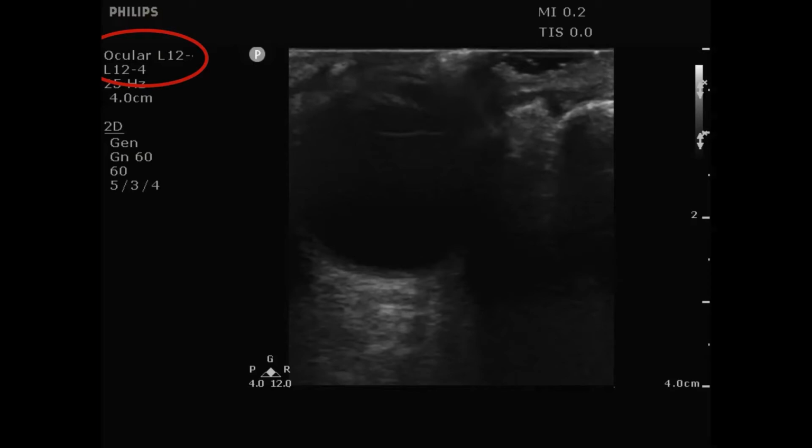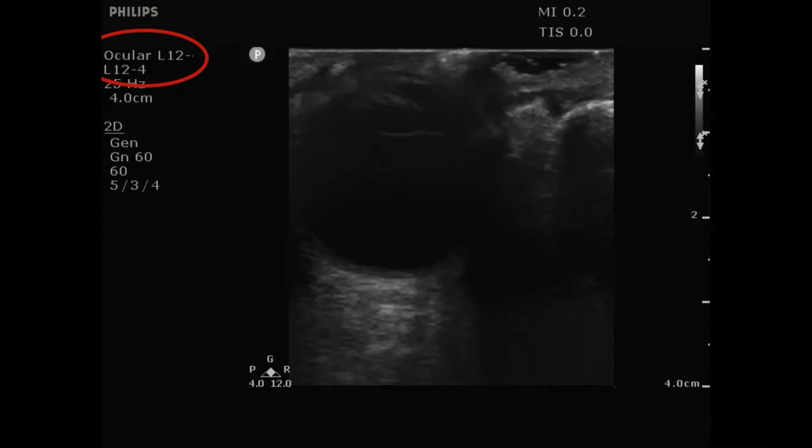So if you notice up on the top right, there's the MI and the TI, and they have very, very low settings. If you use different presets, those MIs and TIs will be set differently. This is the amount of mechanical energy and thermal energy that's being inserted into the patient to be able to reflect back the image.